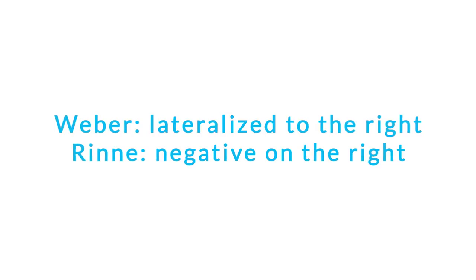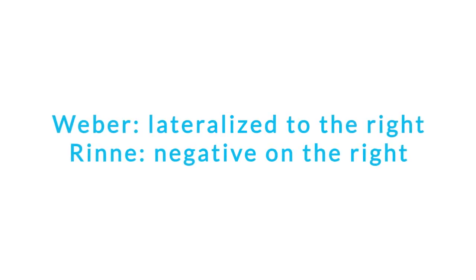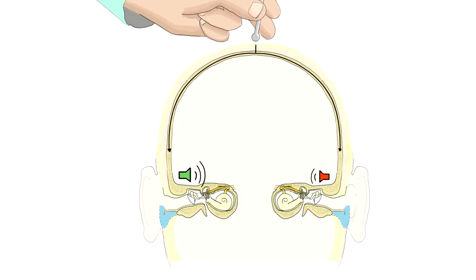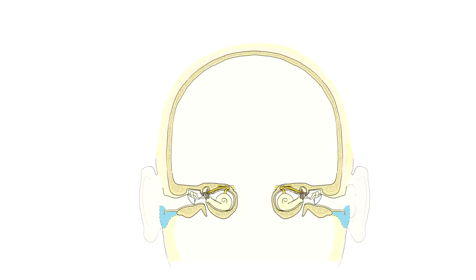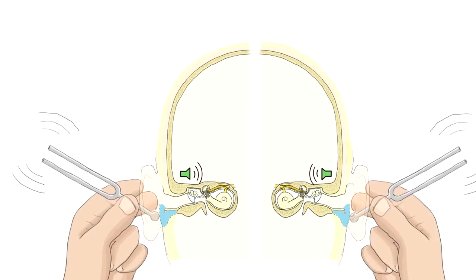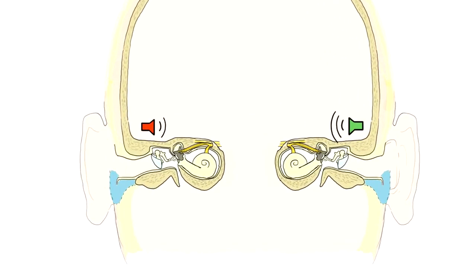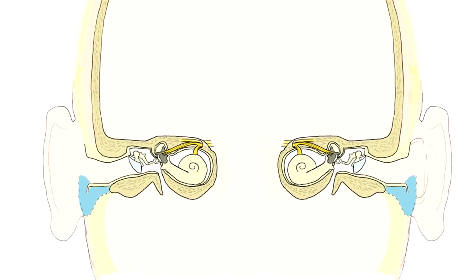Weber, lateralized to the right. Rinne, negative on the right. Lateralization of the Weber test to the right indicates either conductive hearing loss on the right side or left-sided sensorineural hearing loss. The negative Rinne test on the right side underlines that air conduction is inferior to bone conduction on this side, making conductive hearing loss more likely. This can be seen in, for example, right-sided middle ear damage.